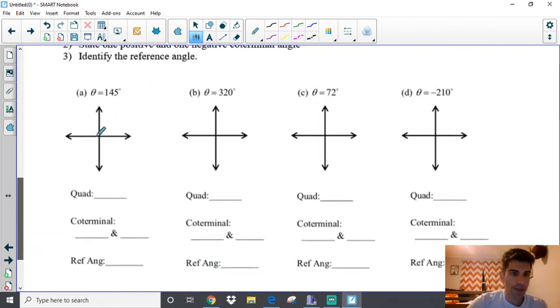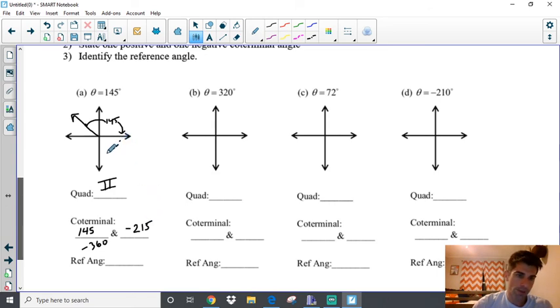So starting with theta, 145, that's going to be right around here. So right there, that's 145. So where are we? We're going to be in the second quadrant. So my first angle was 145. Now I'm going to subtract that from 360, and I'm going to get negative 215 degrees. And that's going in the opposite direction to complete the circle, negative 215.